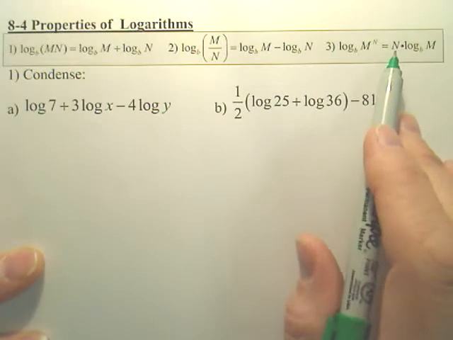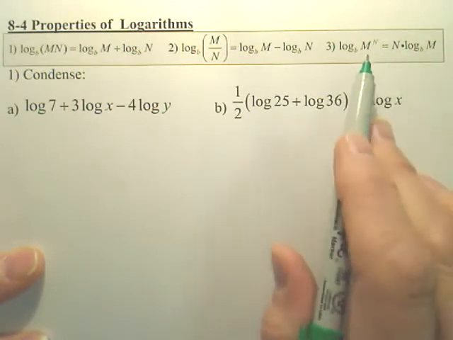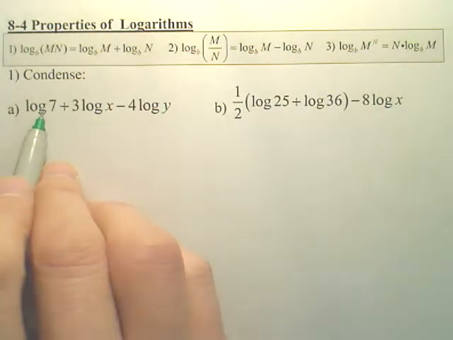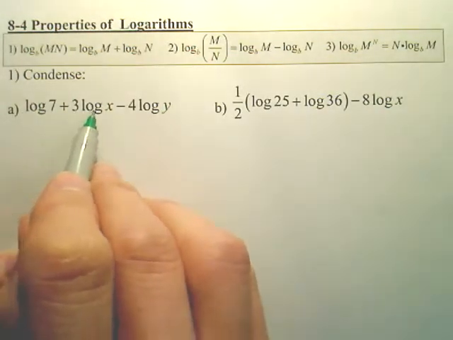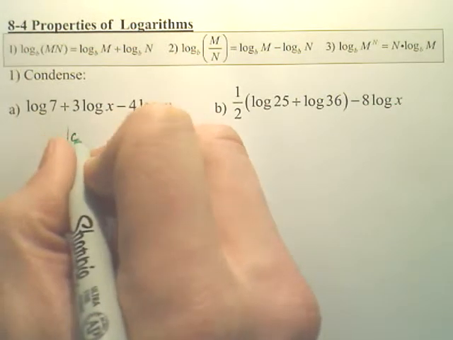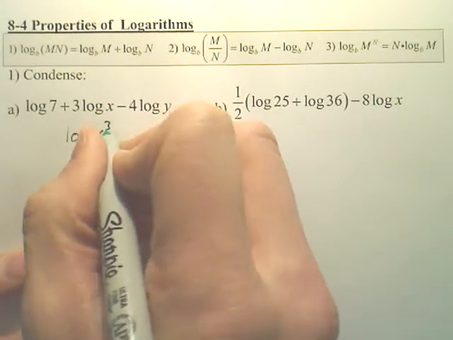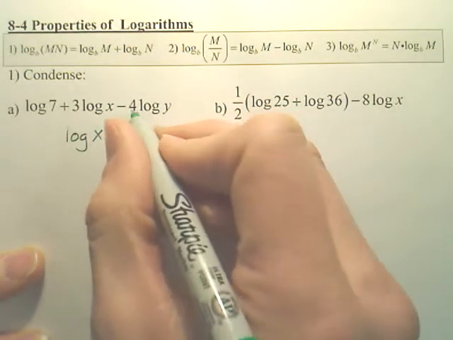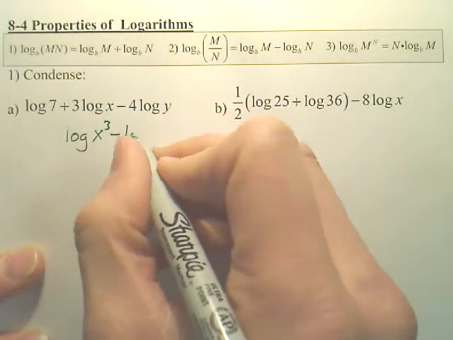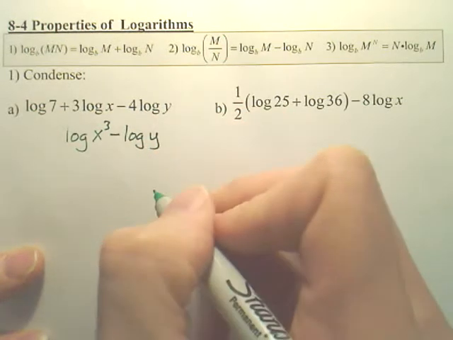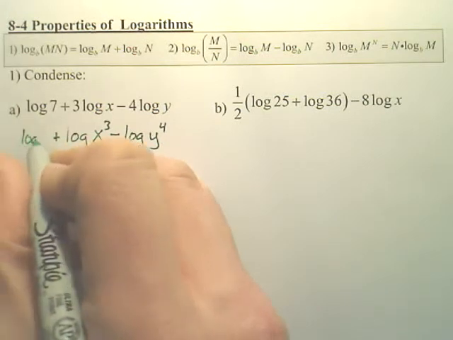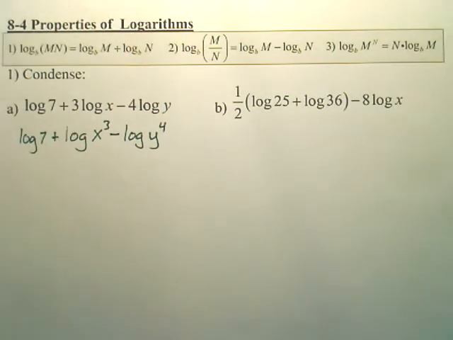Anytime you see a number in front, you want to bring it up to a power. Is there a number in front of this one? No. Is there a number in front of this one? Yes. So this is going to be log x to the third. Now, minus, this 4 can jump up. This is going to be log y to the what? Fourth. And just put log 7 here. So all the powers have been expanded up.